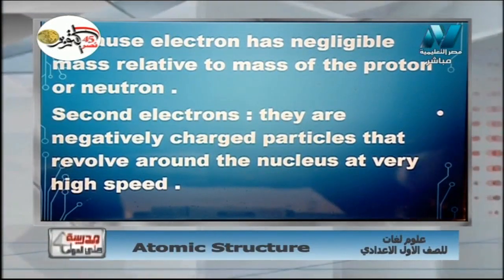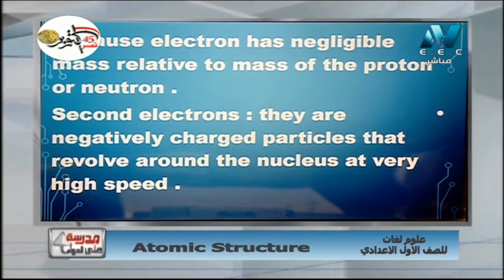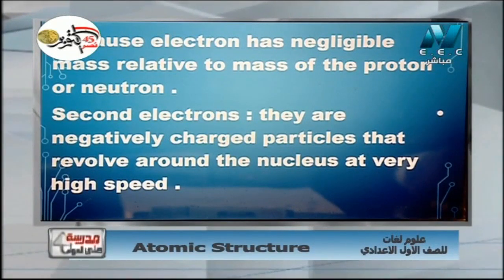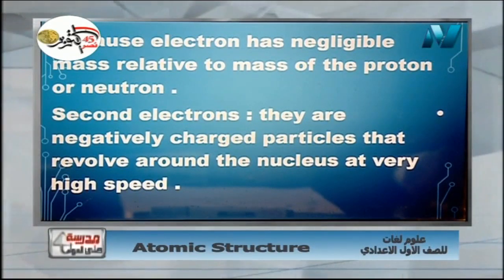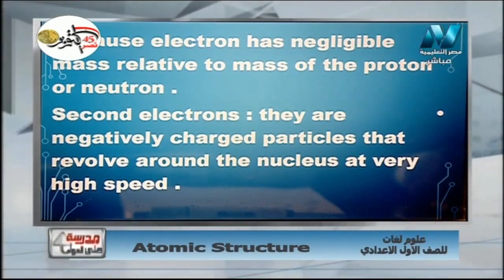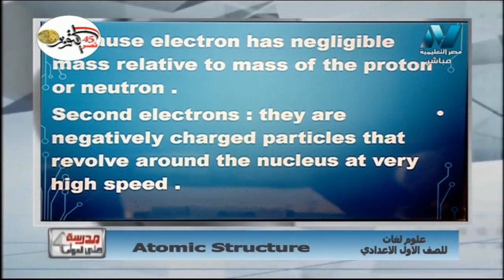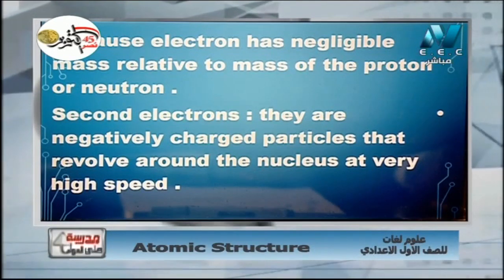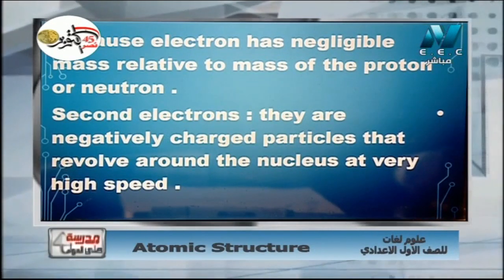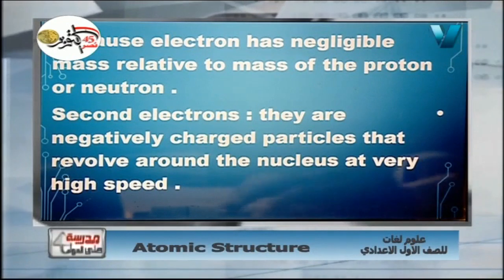And the properties of electrons: number 1, they have very small, negligible mass. Number 2, they have negative charge. Number 3, they revolve around the nucleus at very high speed.